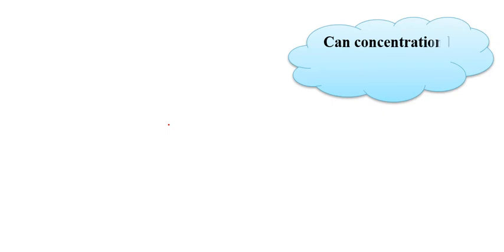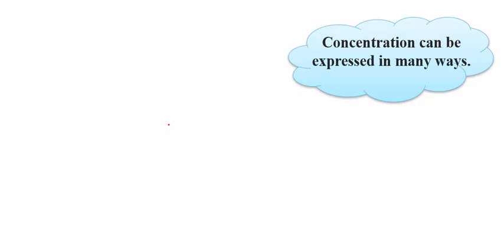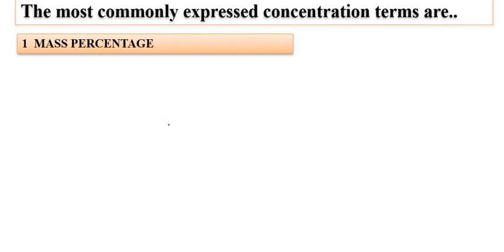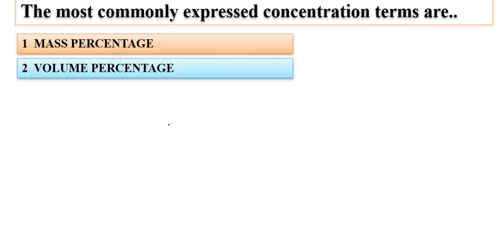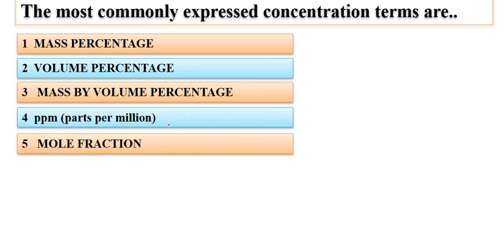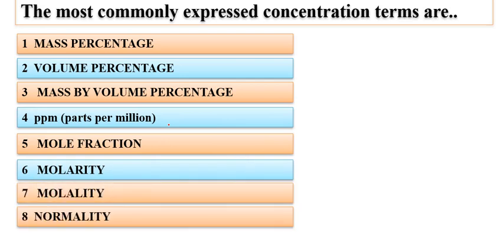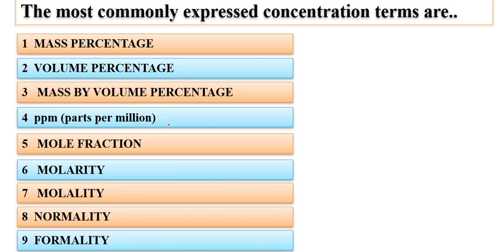Next, concentrations can be expressed in how many ways? Is it one way, two ways, or many ways? Obviously, we can express it in many ways. A few important terms are mass percentage, volume percentage, mass by volume percentage, ppm, mole fraction, molarity, molality, normality, formality. Okay, so these nine types are there. One by one we will discuss.